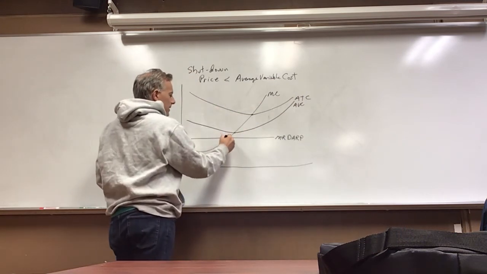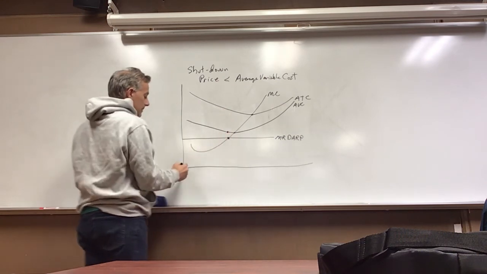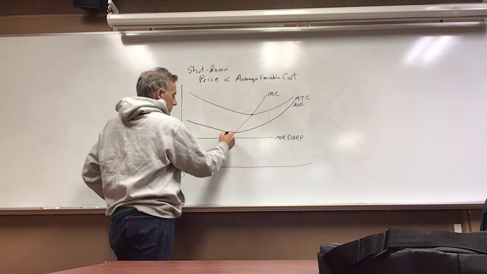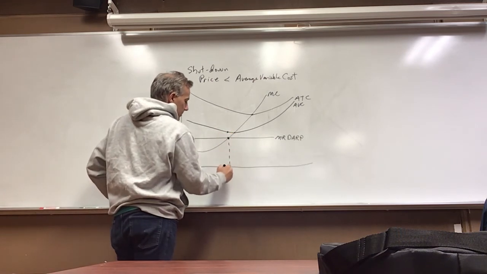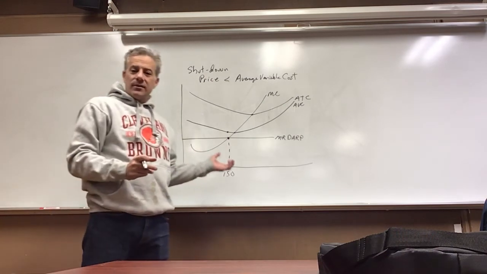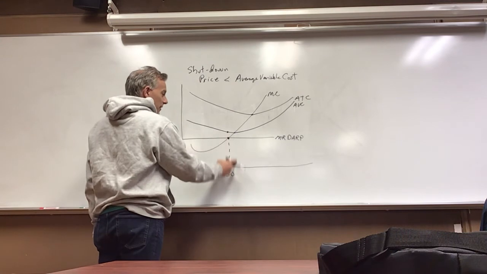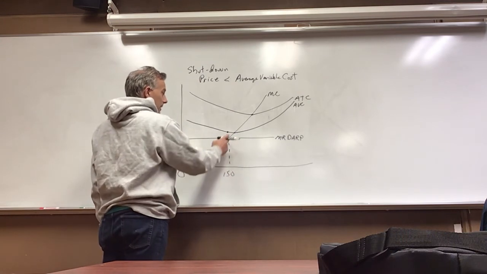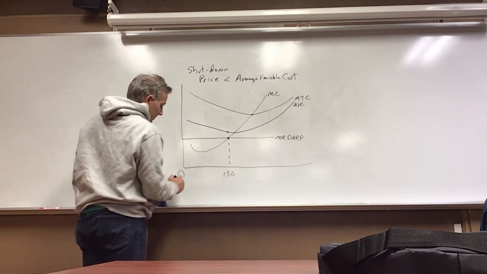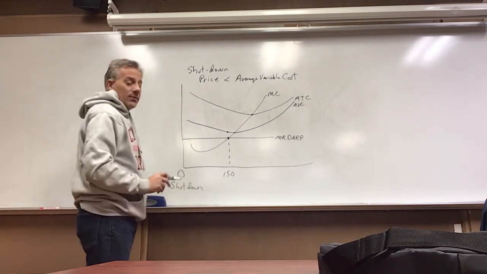Well, here's our quantity of max profit. Here's our average variable cost. Here's our average total cost. Well, this is the trick question, which I will probably put on a quiz. I'll say, where will the firm produce at what quantity? And you're going to be like, well, 150, because that's the quantity of max profit where MR equals MC. Well, we're shutting down. We're going to produce zero, okay?